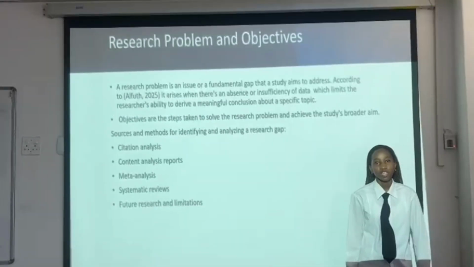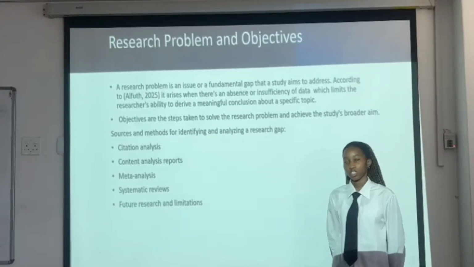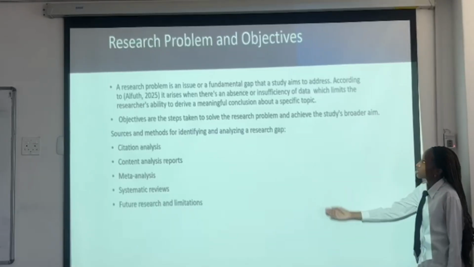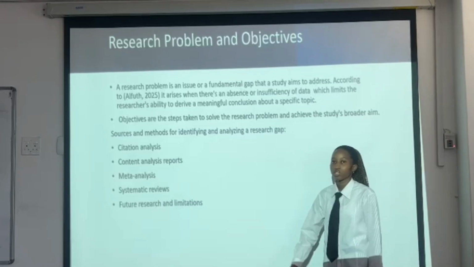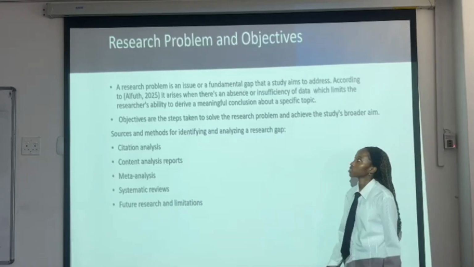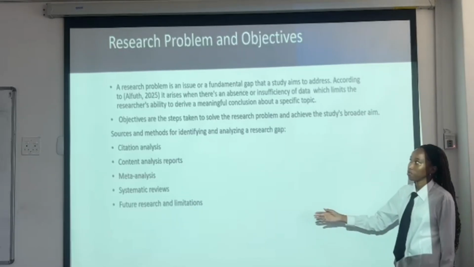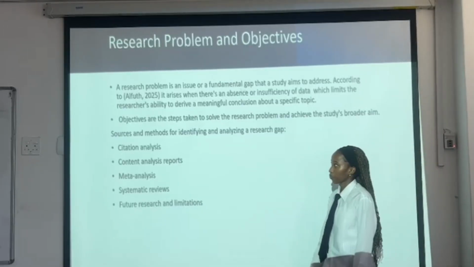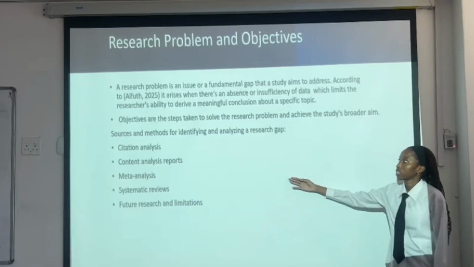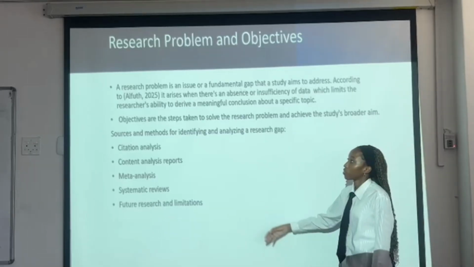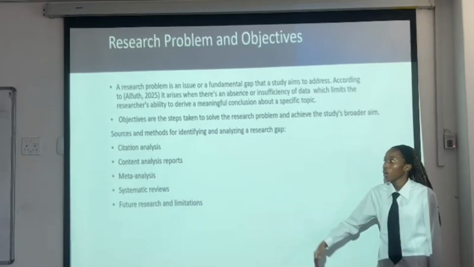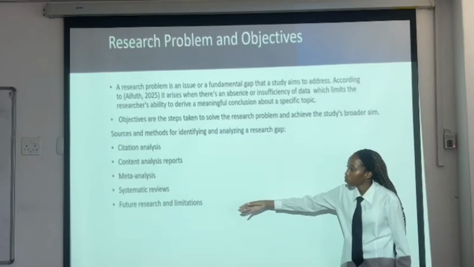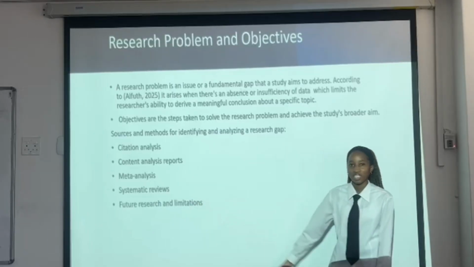Thank you. Good day, my name is Masaba Busi and I'll be taking you through research problems and objectives. A research problem is an issue or a fundamental gap that a study aims to address. According to Food 2025, it arises when there is an absence or insufficiency of data, which limits the researcher's ability to derive a meaningful conclusion about a specific topic. There are different sources and methods for identifying and analyzing a research gap. The first one is citation analysis, content analysis reports, meta-analysis, systematic reviews, future research, and limitations.